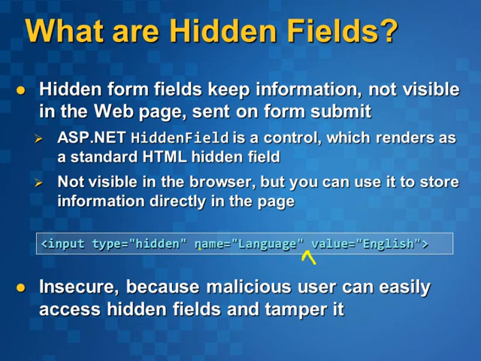This name is not of any use to you. What you need really is the ID. ID equal to set something, and a very important thing, run at server. This is required. When you put something as run at server, it will consider that as a server component. Otherwise, that control will not be available for manipulating it through the program. So this is a very simple way of using the hidden field.